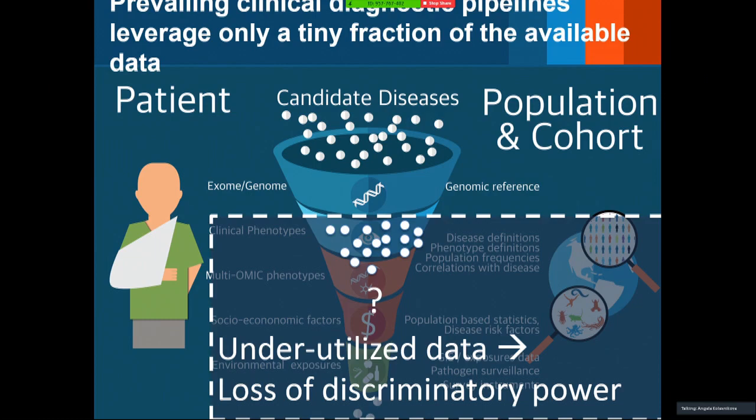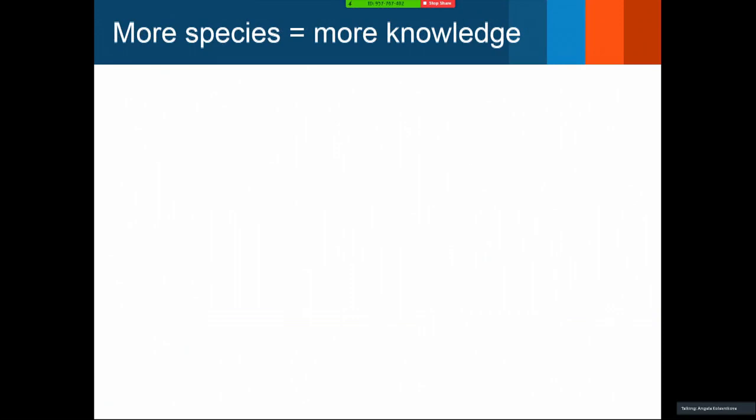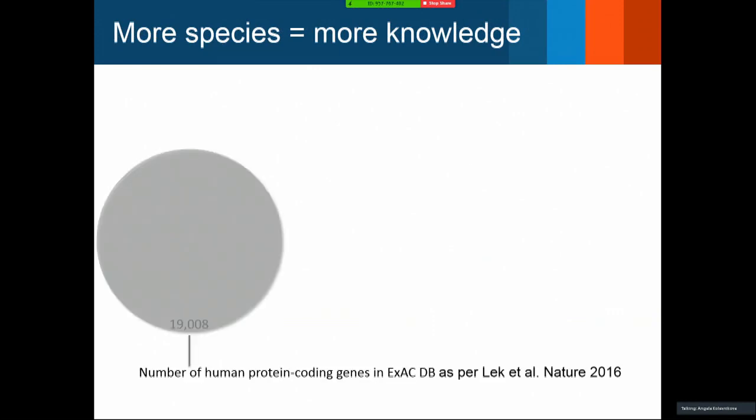So some of the work that our group is doing is really trying to scratch the surface on how we actually leverage more of these data from the patient side as well as on the public population and cohort side. So, of course, one of the reasons we're here today is because more species equals more knowledge. So we've been spending quite a number of years trying to determine how we can better use the model organism data that's published in the literature and in model organism databases and many other public resources to help inform disease diagnostics.